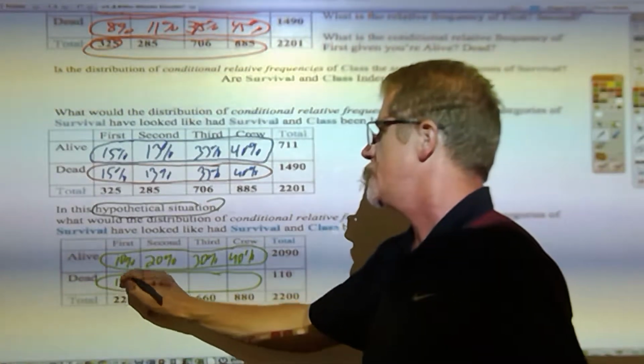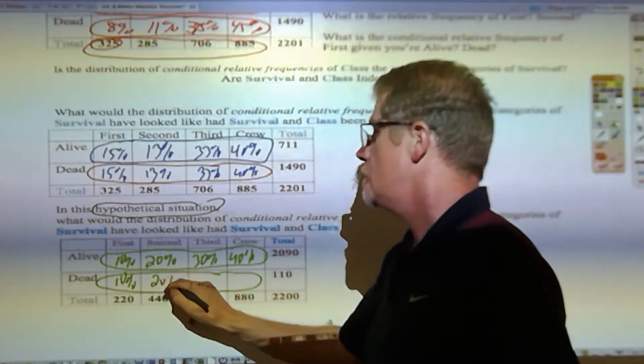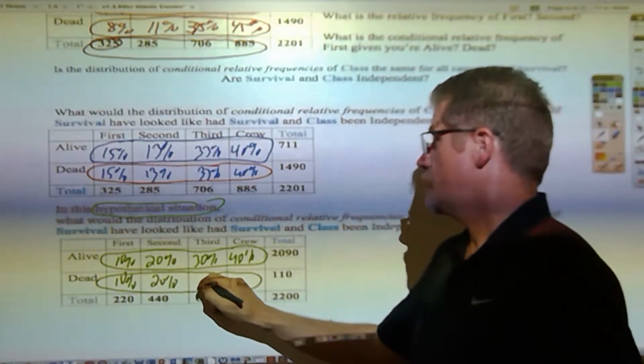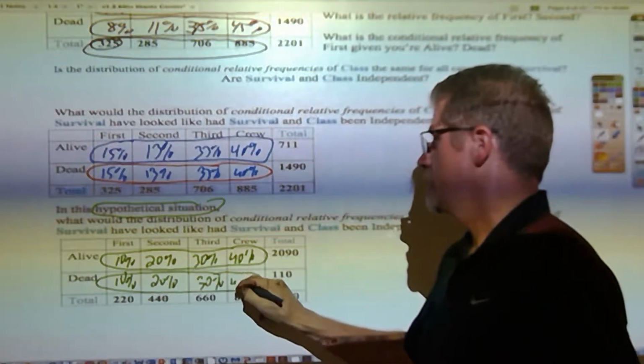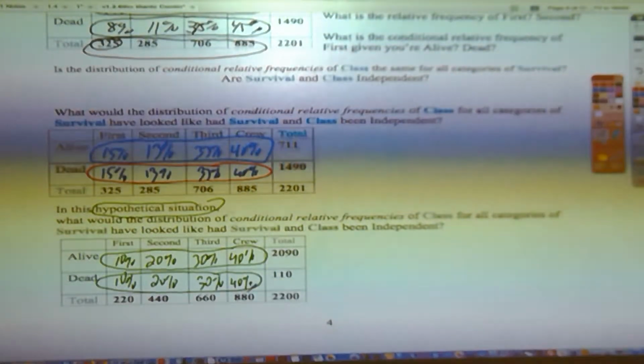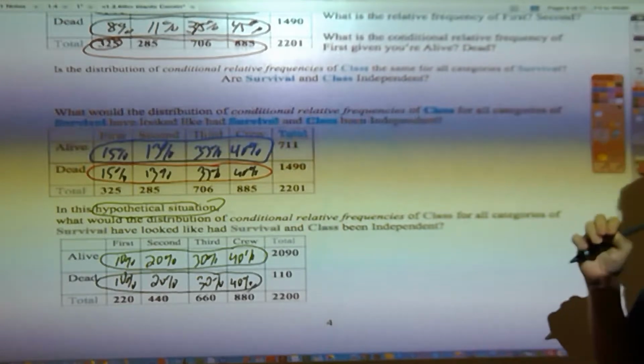They should both be 10, 20, 30, 40, because overall, the percentages at the margin were 10, 20, 30, and 40%. So that's what it should be in the event that they have been independent. So those are the 4, that's the 4-page handout.